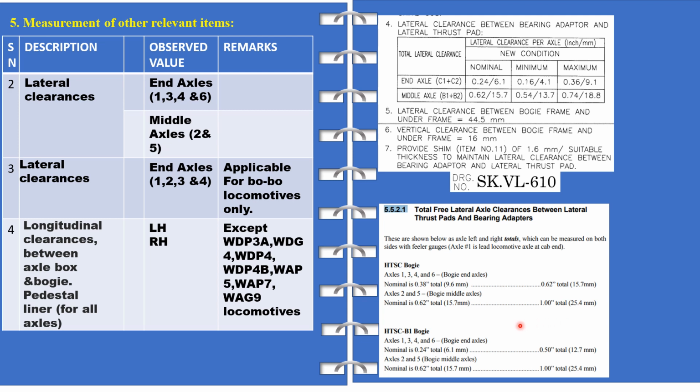So there is a difference between the end axle clearances of HTSC bogie and HTSC B1 bogie. So we have to be very particular while checking these bogies, which type of bogie is existing on a particular loco, so that these two lateral clearances of the end axle do not get mixed. So we have difference of about 3 millimeter in the prescribed limits.